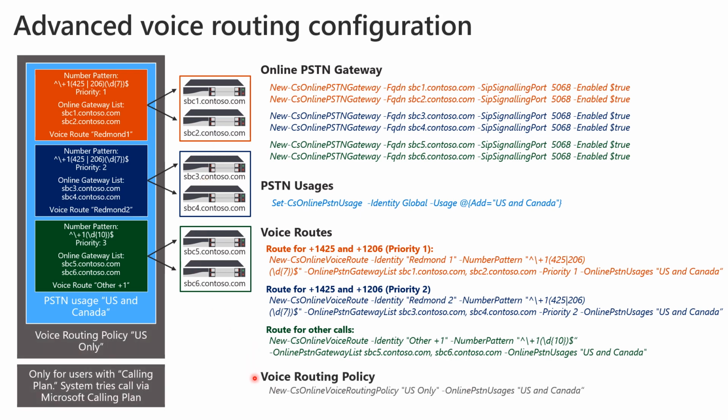Now I can build my voice routing policy, New-CsOnlineVoiceRoutingPolicy, and I can associate this US and Canada usage with this voice routing policy. And away we go. Now again, at this point, all we've done is configure all of the routing. We haven't yet assigned it to the user. We're going to do that as we go through the next couple of steps and we get a chance to actually enable the user for direct routing.